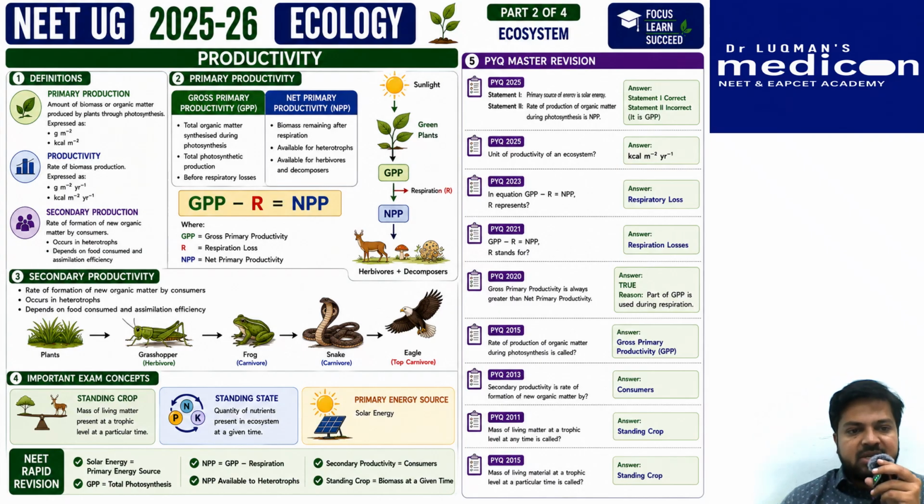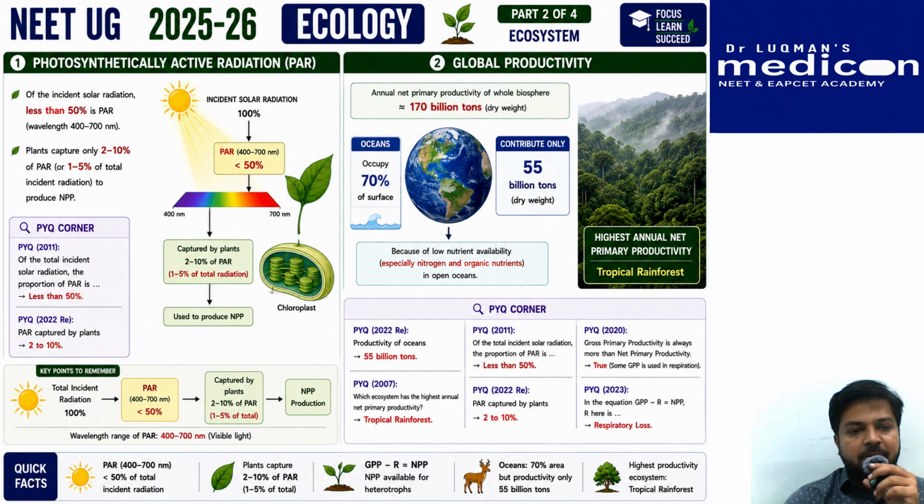Now comes the important exam concepts. Standing crop: what do you mean by standing crop? It means the mass of living matter present at a trophic level at a particular time. At one trophic level, consider it to be producers or consumers, the mass of living matter at that particular time is called standing crop. Now what is standing state? It is the quantity of nutrients present in the ecosystem at a given time, especially nitrogen, potassium and phosphorus. These nutrients present at a given time in that ecosystem is called standing state. The primary energy source is always solar energy. Now these are the previous year questions. You have to see this, stop the video and study the previous year questions.